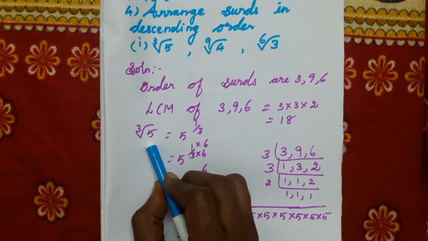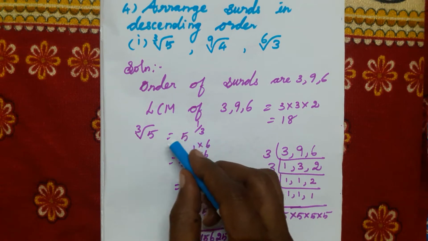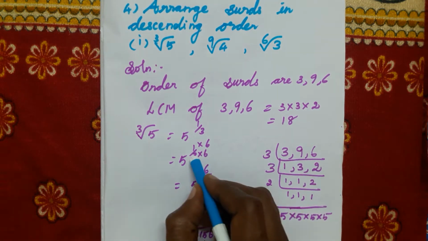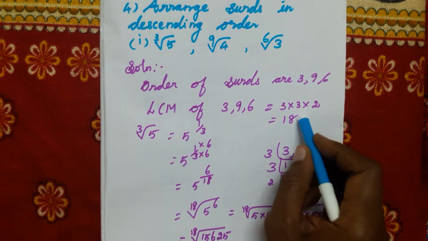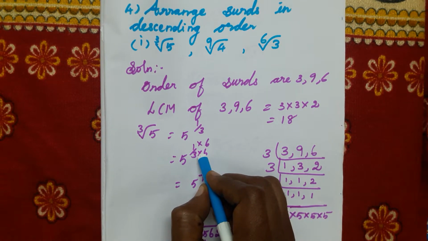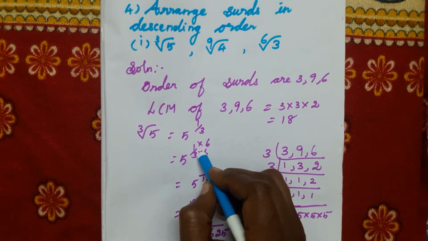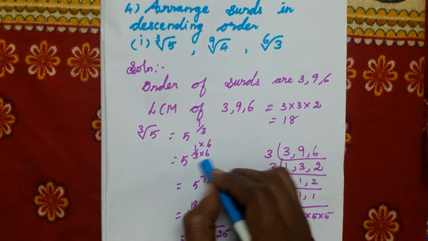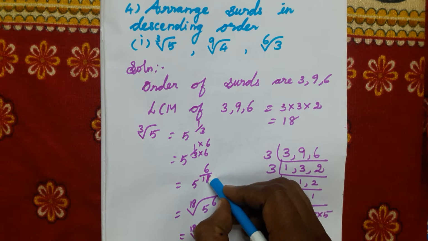Now cube root of 5 we have to write in fractional form. What is the fractional form of this? 5 power 1 by 3. Now we have to convert this 3 into 18. LCM is 18. So which number we have to multiply? 6. We have to multiply the numerator and denominator of the power with 6 table. So 1 6 is 6, 6 3s are 18. So 5 power 6 by 18.